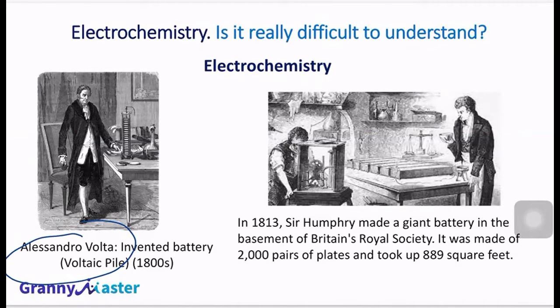What he did was conduct a chemical reaction with the help of metals to produce electricity. Using this technique, he made his first battery, and that battery was named the voltaic pile. This was made in the first years of the 1800s.